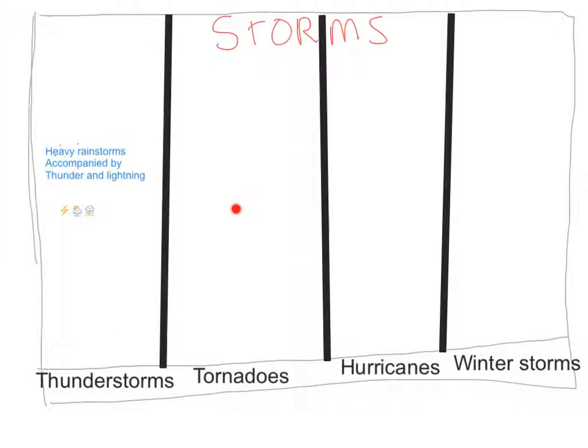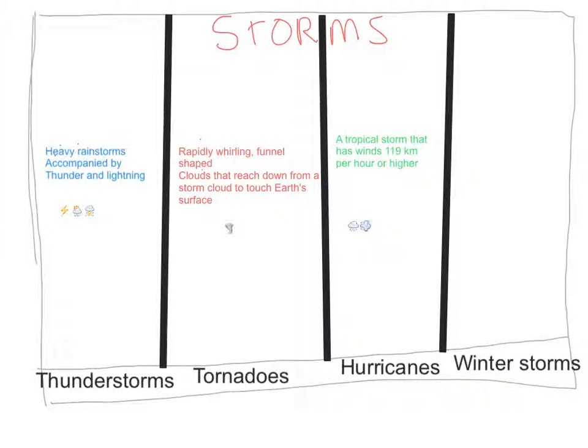Then we're going to write a description about tornadoes. Okay, so tornadoes are rapidly whirling, funnel-shaped clouds that reach down from a storm cloud to touch Earth's surface. So that's what we're going to write about tornadoes. And then hurricanes. Okay, so this is a tropical storm. A hurricane is a tropical storm that has winds 119 kilometers per hour or higher. And then we have winter storms, and these are when humid air cools below 0 degrees Celsius.